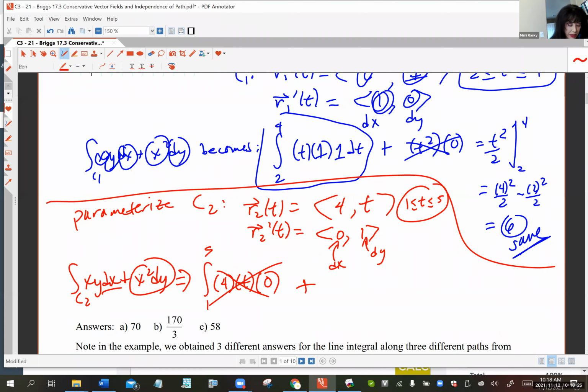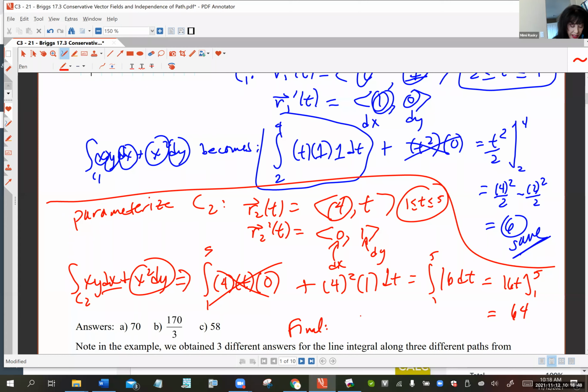Plus x squared dy. So we have the x component 4 squared. Dy is 1 dt. Oh, so this is pretty easy because we're just integrating 16 with respect to time. Easy peasy. That's just 16t going between 1 and 5. Well, I'll let you do the arithmetic. I get 64. So the final answer is 6 plus 64, which is 70. So we're done with letter A.